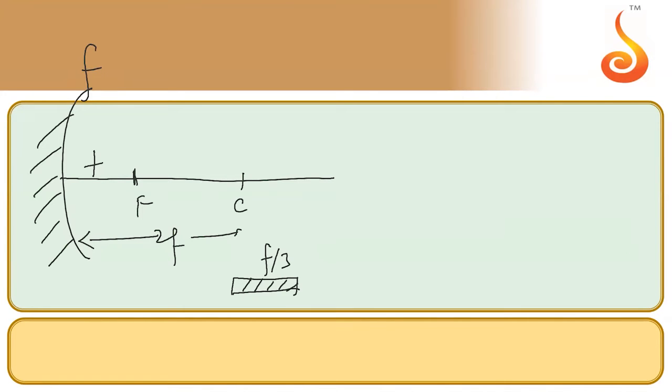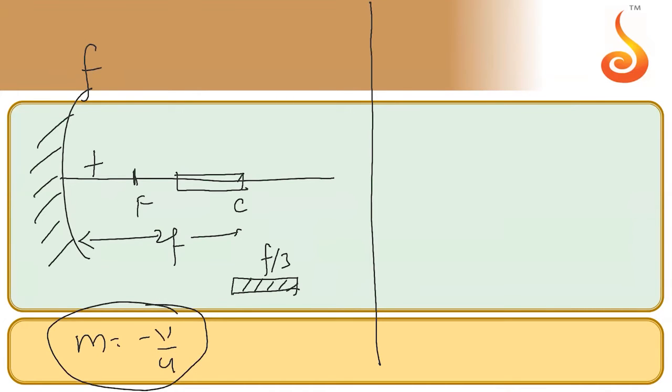I'm very sure I have not spoken anything alien till now. Now, my first question to all of you before we start doing the question. This object f by 3 is kept along the principal axis, somewhere. I don't know where it is, but it is kept along the principal axis. I have taught you the magnification formula yesterday, minus v divided by u. Sir, can I use this formula? I cannot use this formula.